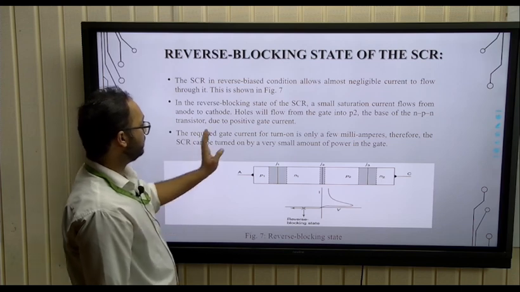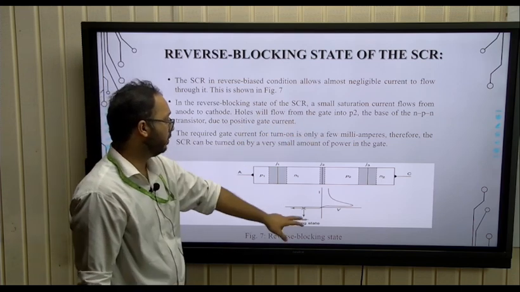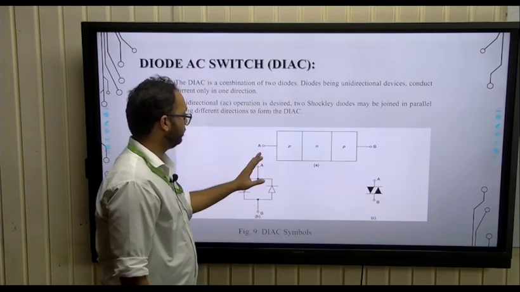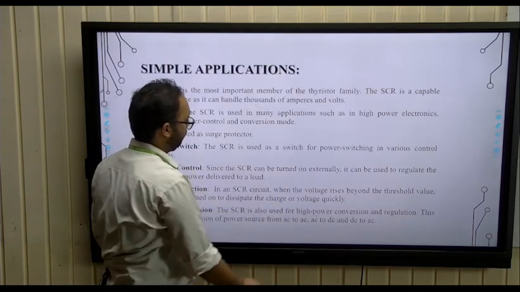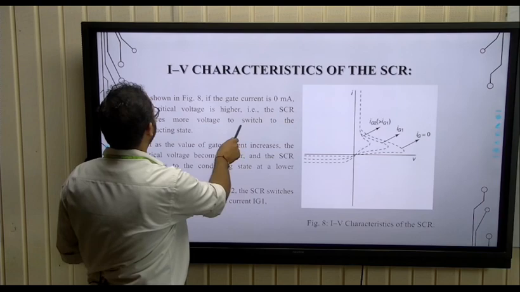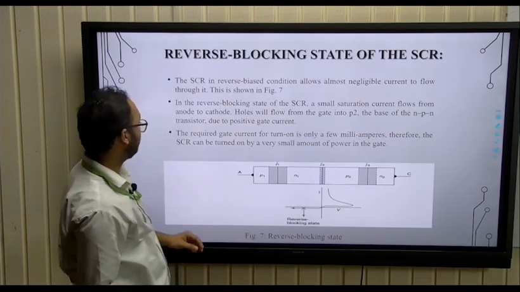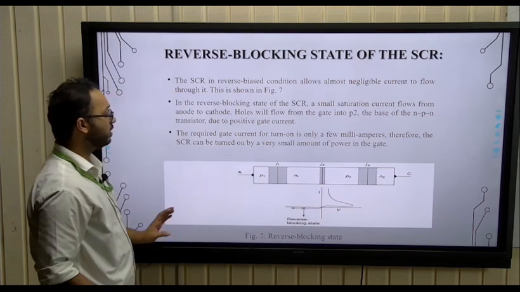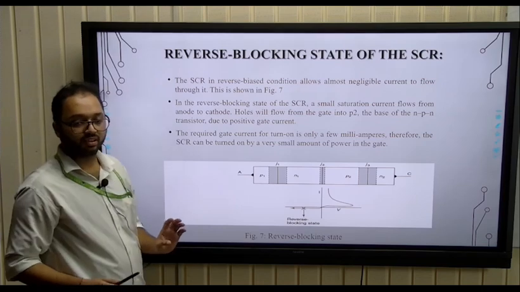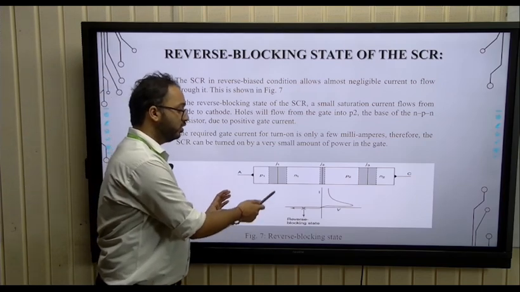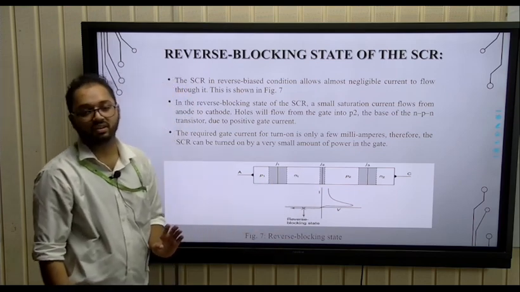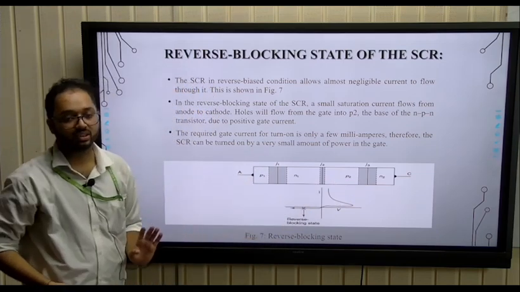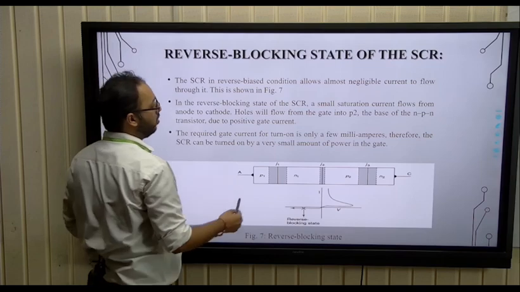Okay, so you can see from this point that holes will flow from the gate into P2. Sorry, okay. The required gate current for turn on is only a few milliamps. Therefore, the SCR can be turned on by a very small amount of power in the gate. If you want to switch on the device, you need to apply a little bit of voltage in the P2 region, and then it will turn on the whole device when it is in the forward state. Okay, not in the reverse state, when you are in the forward state.